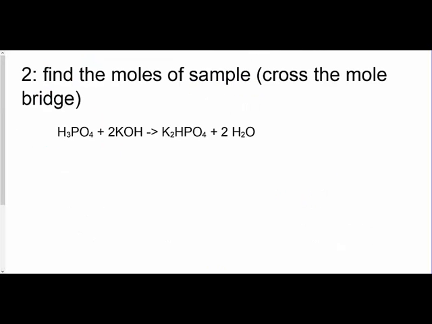So to find the moles of our sample, which are over here, the phosphoric acid, we need to use the mole ratios. And we see that we have a 1:2 ratio. We're looking at the coefficients in front. There's a little invisible 1 here. So a 1:2 ratio between our moles of phosphoric acid and our moles of potassium hydroxide. So for every 1 mole of phosphoric acid, 2 moles of potassium hydroxide are going to be required. So this is a 1:2 ratio, and that's important because we're now going to use that in our calculation.